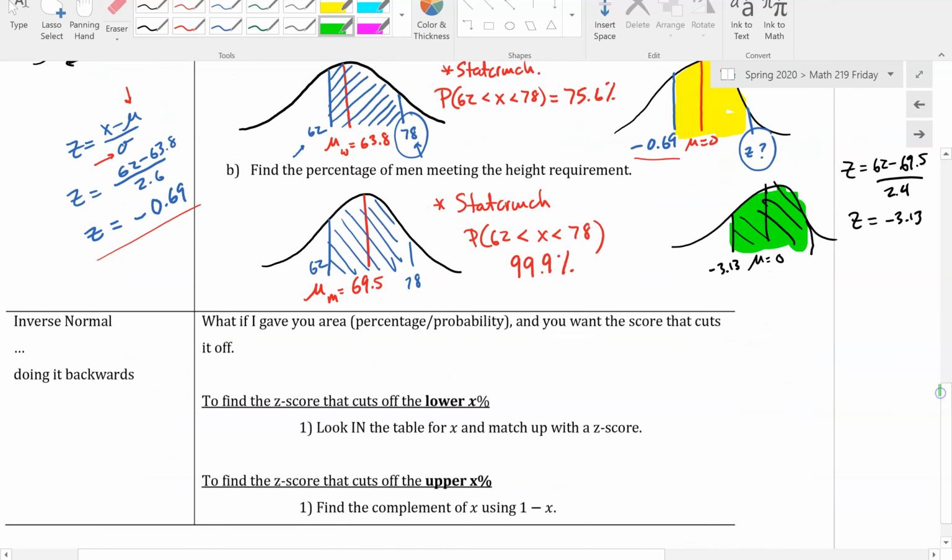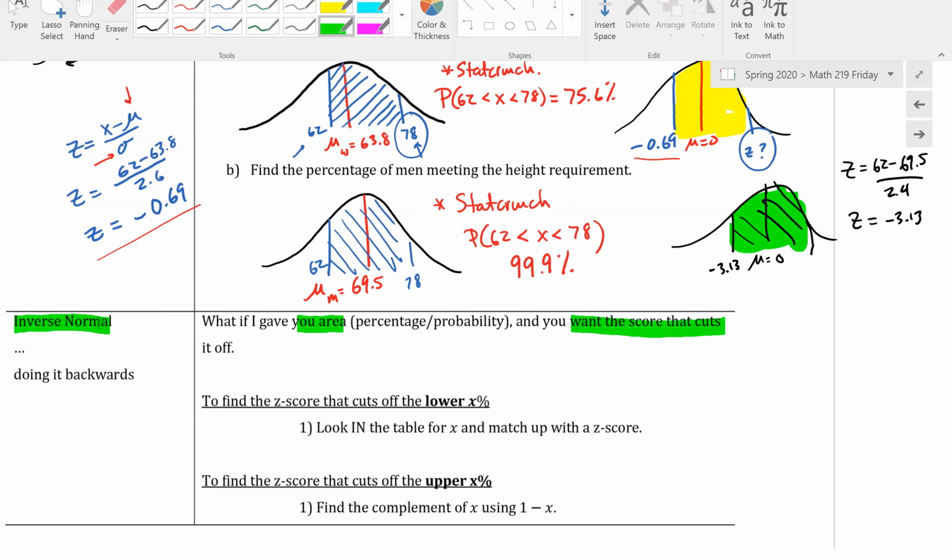We could say, here's the area. You tell me what's the z-score or what's the data value. That's known as doing an inverse, right? Or talking about an inverse normal. So we're doing it backwards. Again, here they're going to give us the area, and we are going to have to find the score.